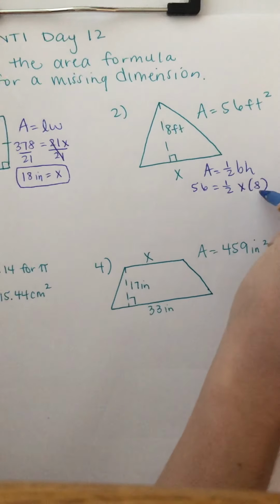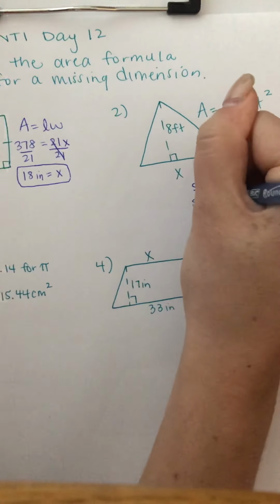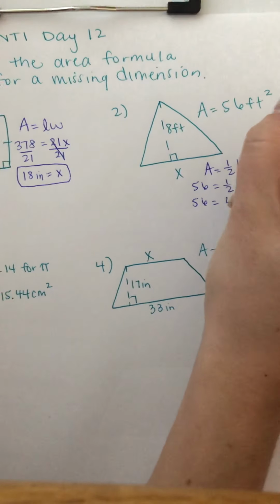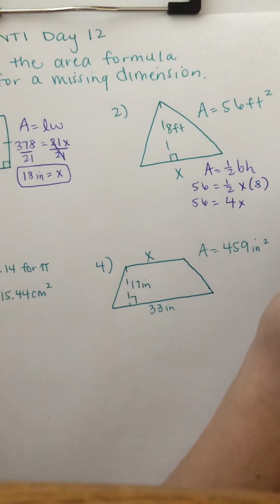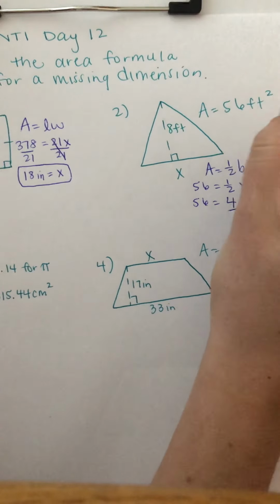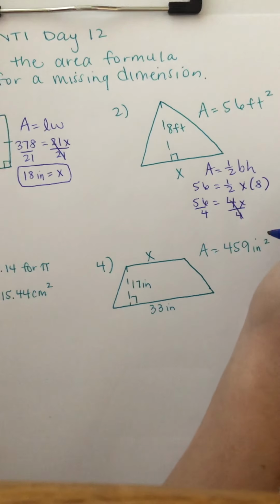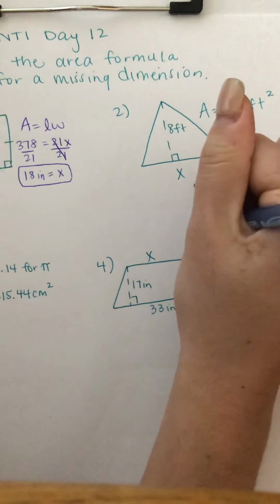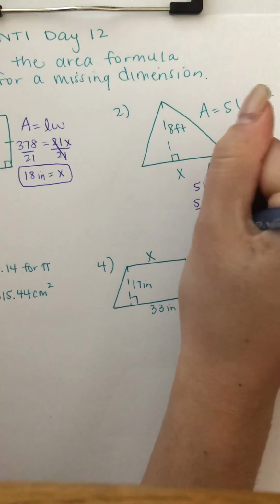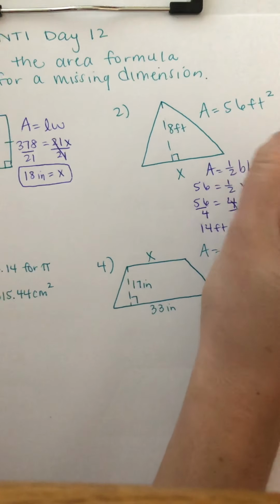Okay, we're going to go ahead and multiply 1/2 times 8. Half of 8 is 4, leaving us with 4X on that side. Divide both sides by 4. And that gives us 14, don't forget to label, feet equals X.